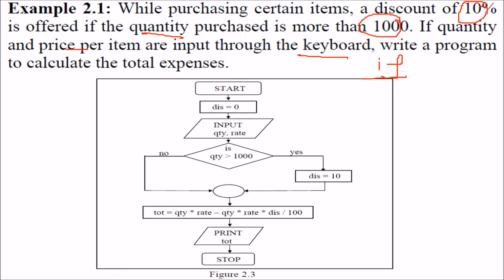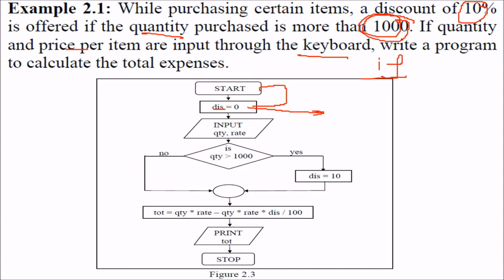First of all, we say DIS equal to 0. This is very important. Why are we saying discount equal to 0? Because if the number of items being purchased is less than 1000, then we have to put this equal to 0 because there will be no discount. Otherwise, if the quantity happens to be more than 1000, you have to give a discount. So what do you have to do?